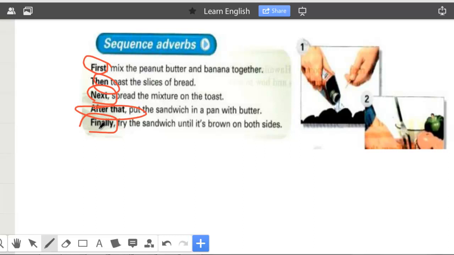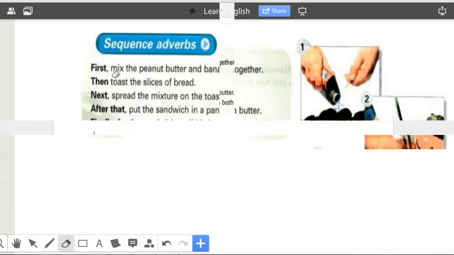So for example, we don't want to express this food recipe in the following way. First, mix the peanut butter and banana together. Then toast the slices of bread. Then spread the mixture on the toast. Then put the sandwich in a pan with butter. Then fry the sandwich until it's brown on both sides. We don't want to do that, so therefore we use different words to explain.